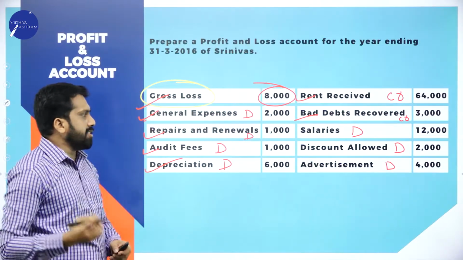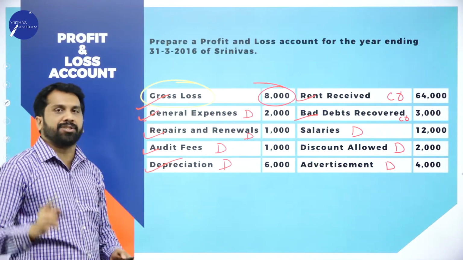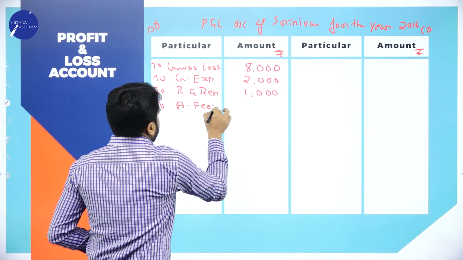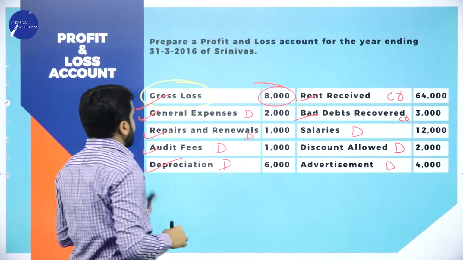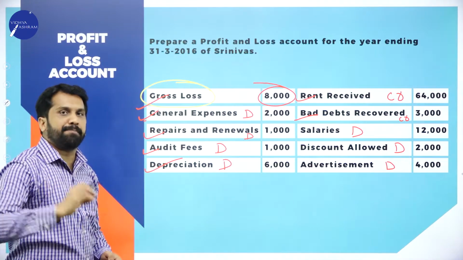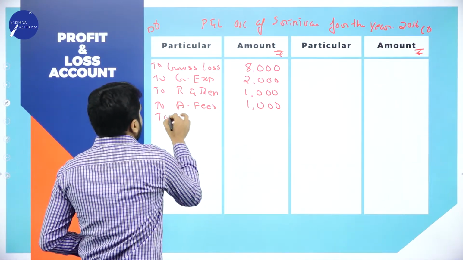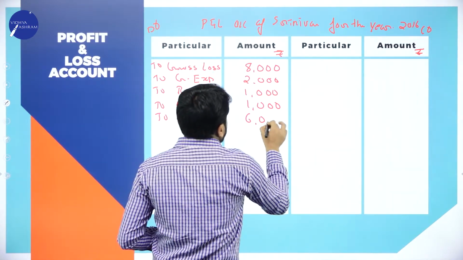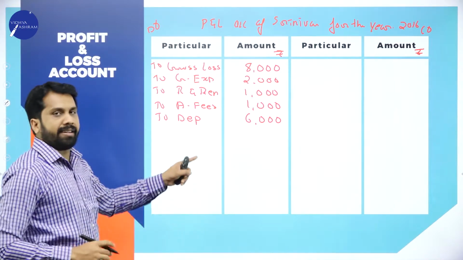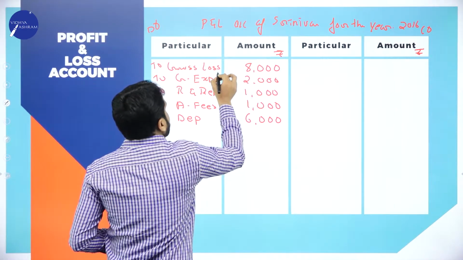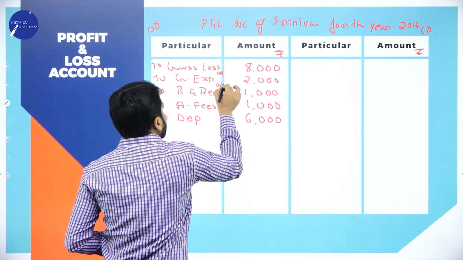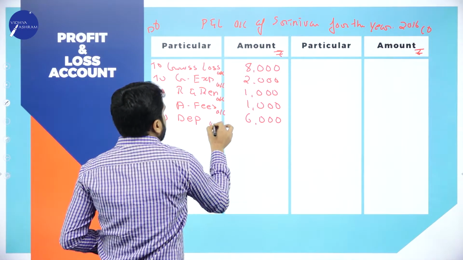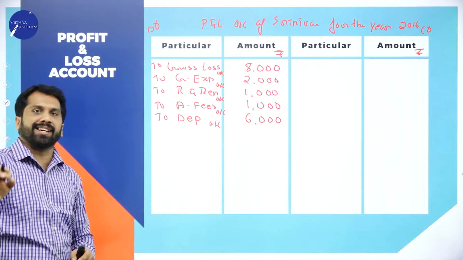After repairs and renewals, what is the next one? Audit fees. Audit fees is how much? 1,000. After audit fees, what is the next one? Depreciation, 6,000. Remember, while writing, you have to mention gross loss account, general expenses account, repairs and renewals account, audit fees account, depreciation account. For everything you have to mention as account.